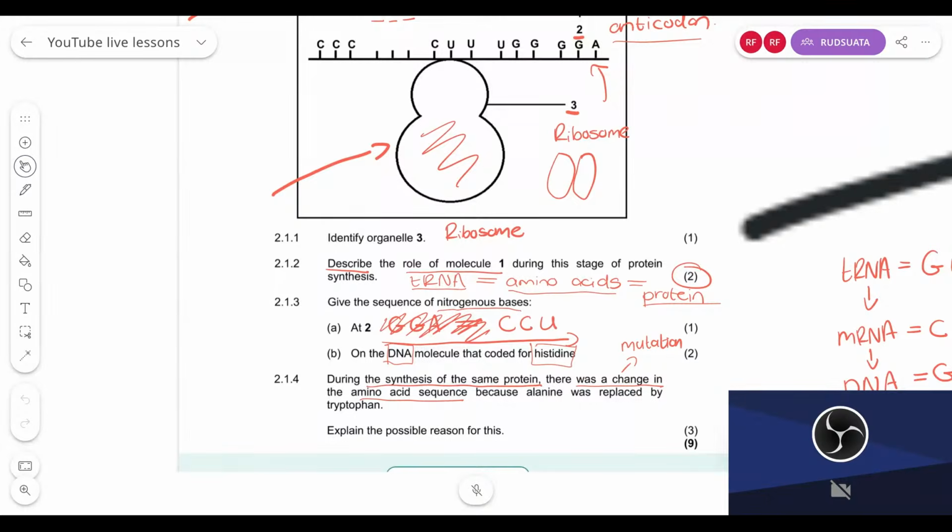And that was because alanine was replaced with tryptophan. Explain the possible reason for this. Now, you're thinking, huh? I don't even know where to begin. Well, let's actually just look at what alanine is and tryptophan is. Let's see if they're actually in here.